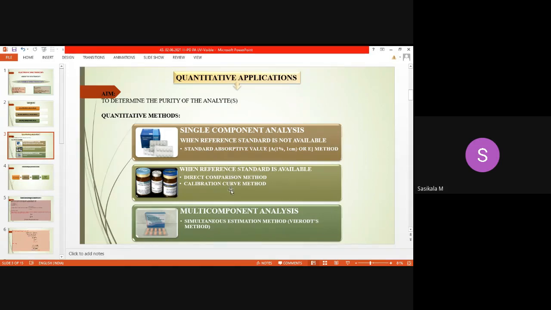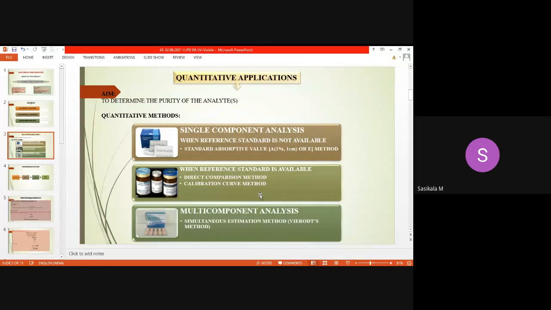You could find the method, or you can optimize the parameters for that drug molecule. That will come in the research part. If you are not finding any article for the drug molecule to perform by these methods, then you can optimize the experimental conditions, and that category is called method development. You can develop a newer method to quantify the drug substance, okay. So that you can perform when a reference standard is available. In that case, we'll be going with 2 methods, direct comparison and calibration curve method.